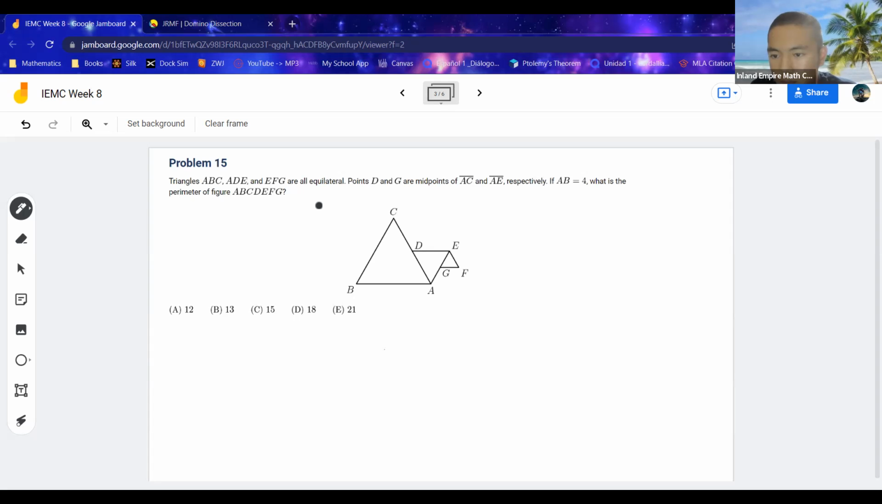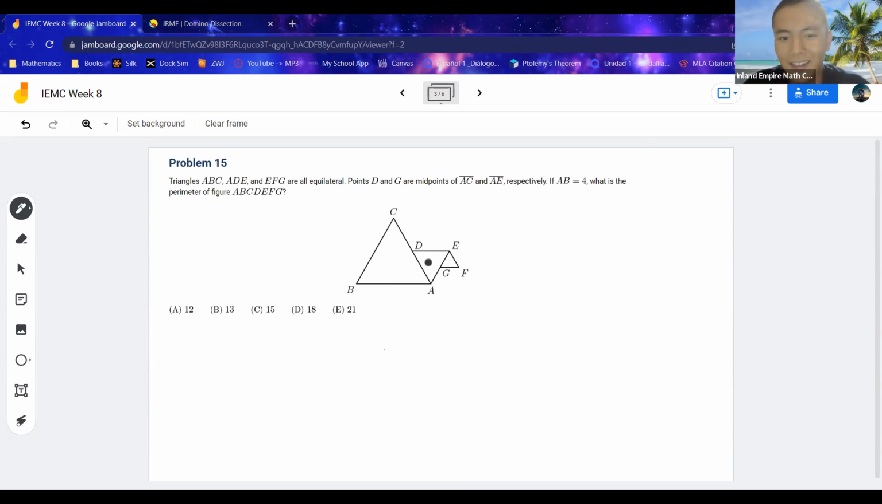That means it's pretty easy. We just need to find one side of each triangle, and then we'll find every triangle's perimeter. Equilateral means that every side of the triangle is the same. And points D and G are midpoints of AC and AE. A midpoint is basically the point that divides the line in half. Does that make sense to everyone?